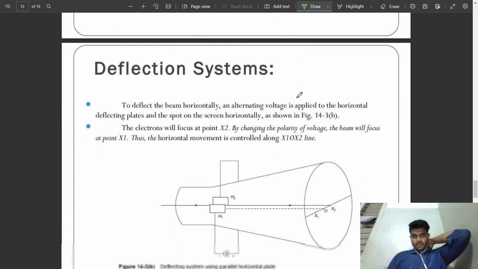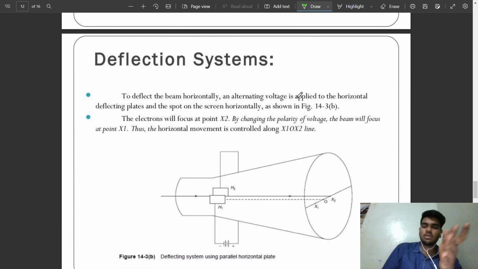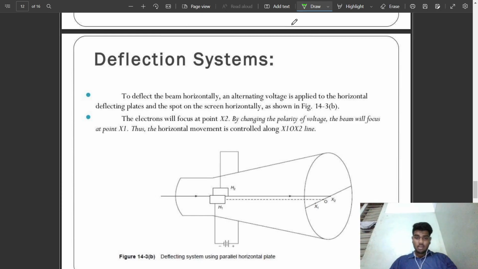Next, the deflection system. This is the horizontal deflection system. Only a single line does not depict the state of a signal or the waveform of a signal. For that case, you'll be using the horizontal deflection system. To deflect the beam horizontally, an alternating voltage is applied to the horizontal deflection plates and the spot moves horizontally. Both are parallelly spaced, both vertical and horizontal, but the position depends on how it is placed. So horizontal is placed above, and exactly adjacent to it, the other is placed here. As you see, the horizontal plates are horizontal to the electron beam.